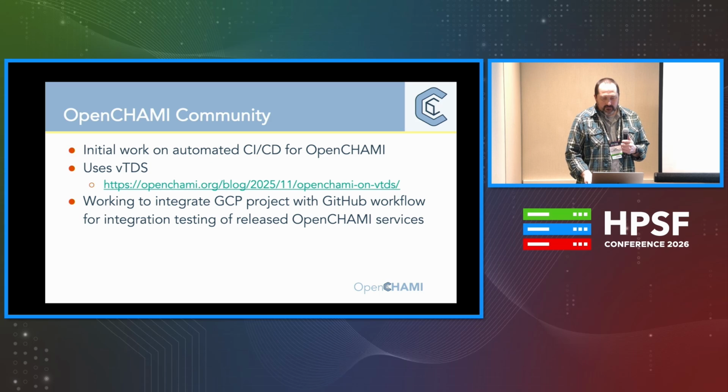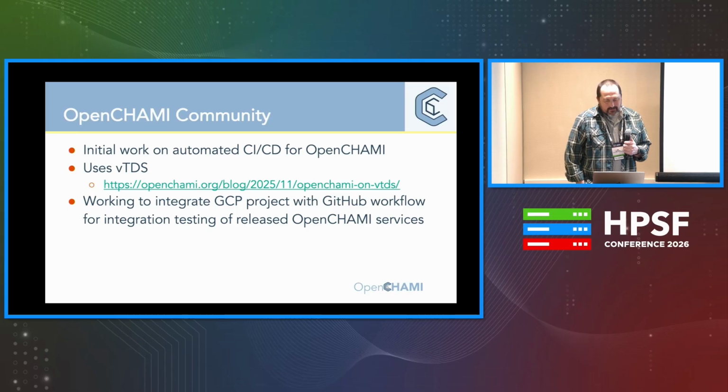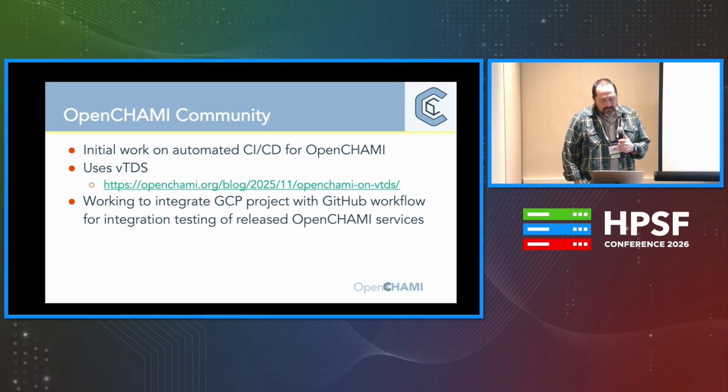In OpenCHAMI, again supporting the community, we are working on automating CI/CD integration tests for OpenCHAMI. There's a related project called VTDS, Virtual Test and Development System, I think. There's a blog post that the developer, Eric, put there, from the last Dev Summit in Austin. We're going to be working to integrate that so that we can do testing under VTDS of all of the OpenCHAMI services from a release working together in GCP.